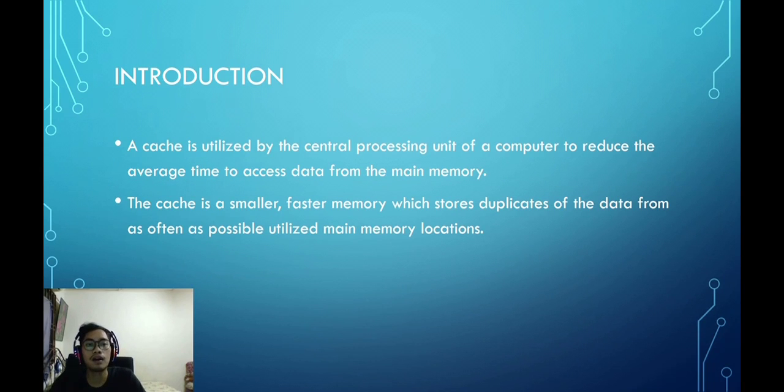So the introduction: a cache is utilized by the central processing unit of a computer to reduce the average time to access data from the main memory. Number 2, the cache is a smaller, faster memory which stores duplicates of the data from the most frequently utilized main memory locations.